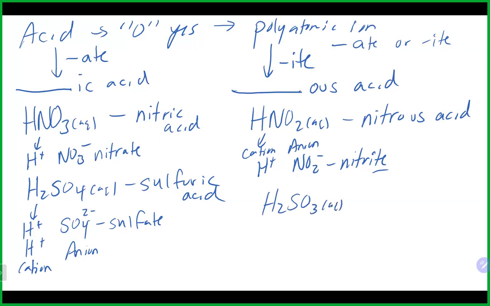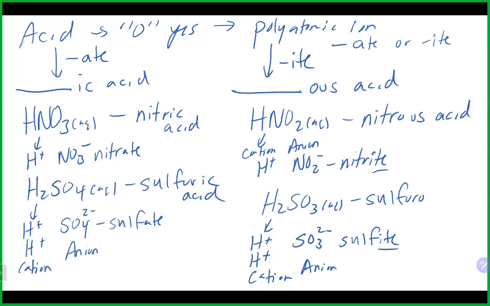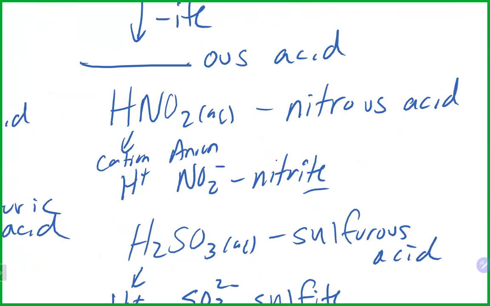H2SO3. Cation going to be H plus and H plus, and we need two of them to balance out the -2 charge on our anion here. And our anion here is sulfite, which means this will be sulfurous acid. Yeah. So if your polyatomic ion ends in ate, your acid will end in ic. If it ends in ite, it will end in OUS. Questions on that there?